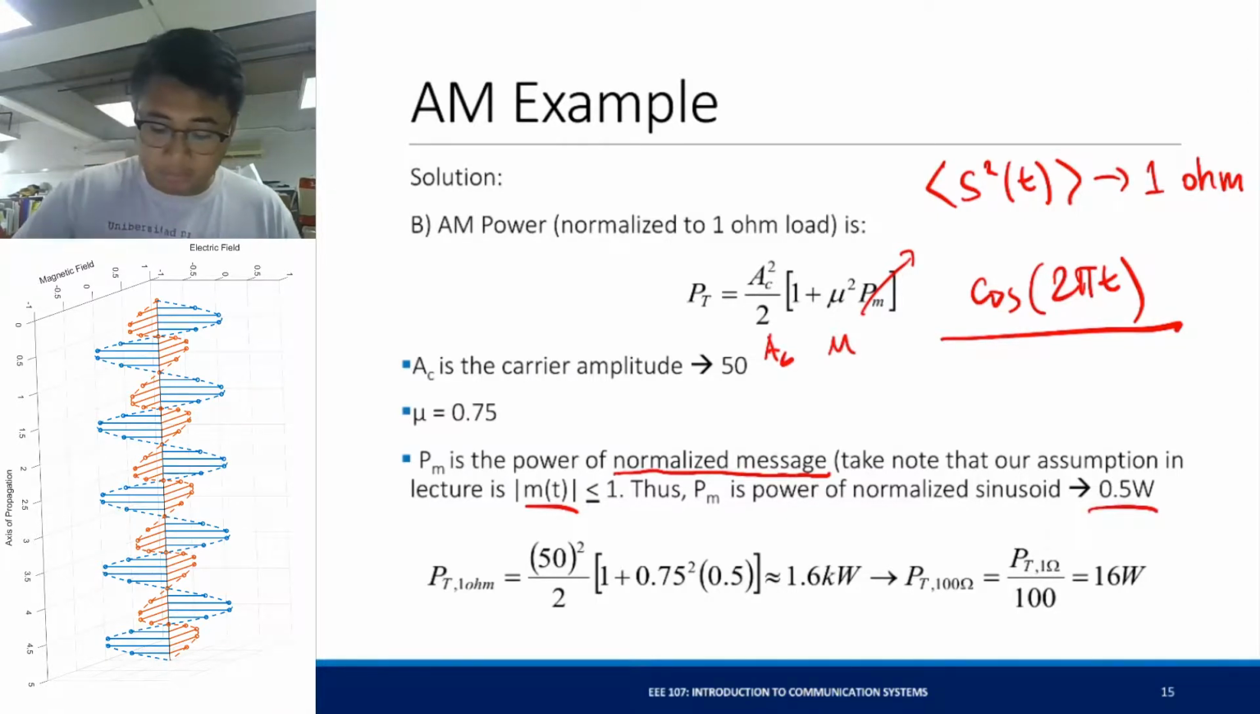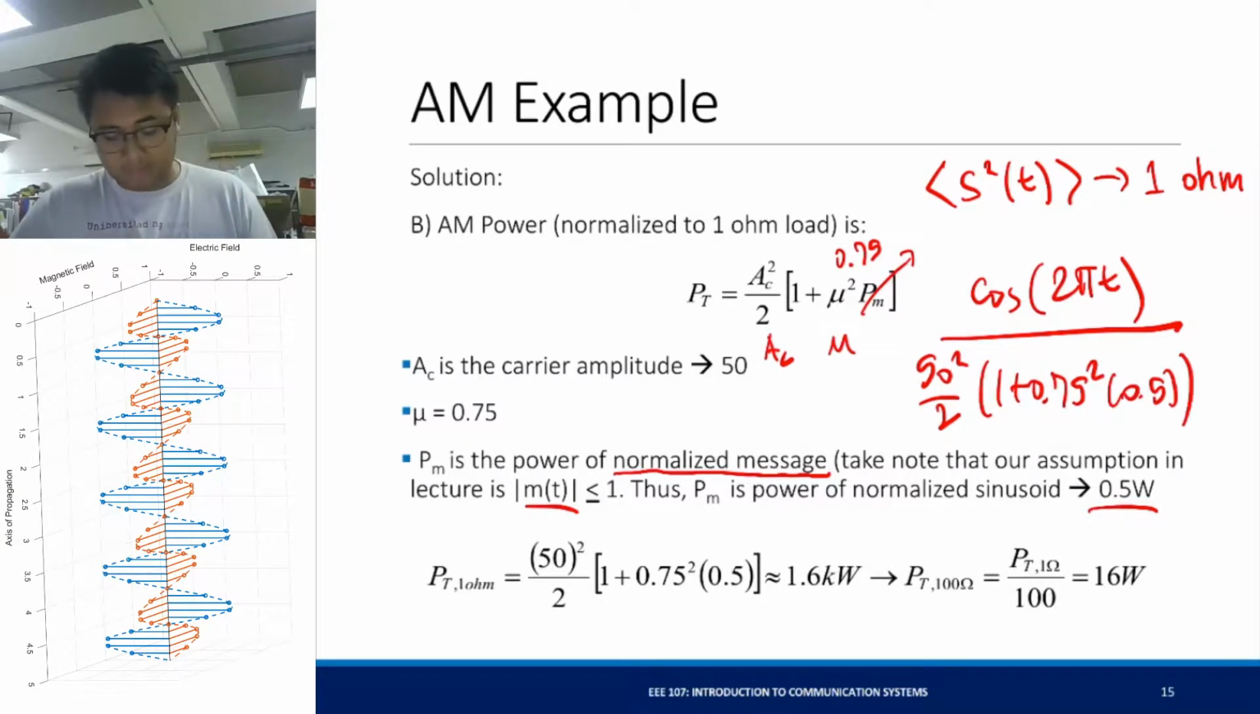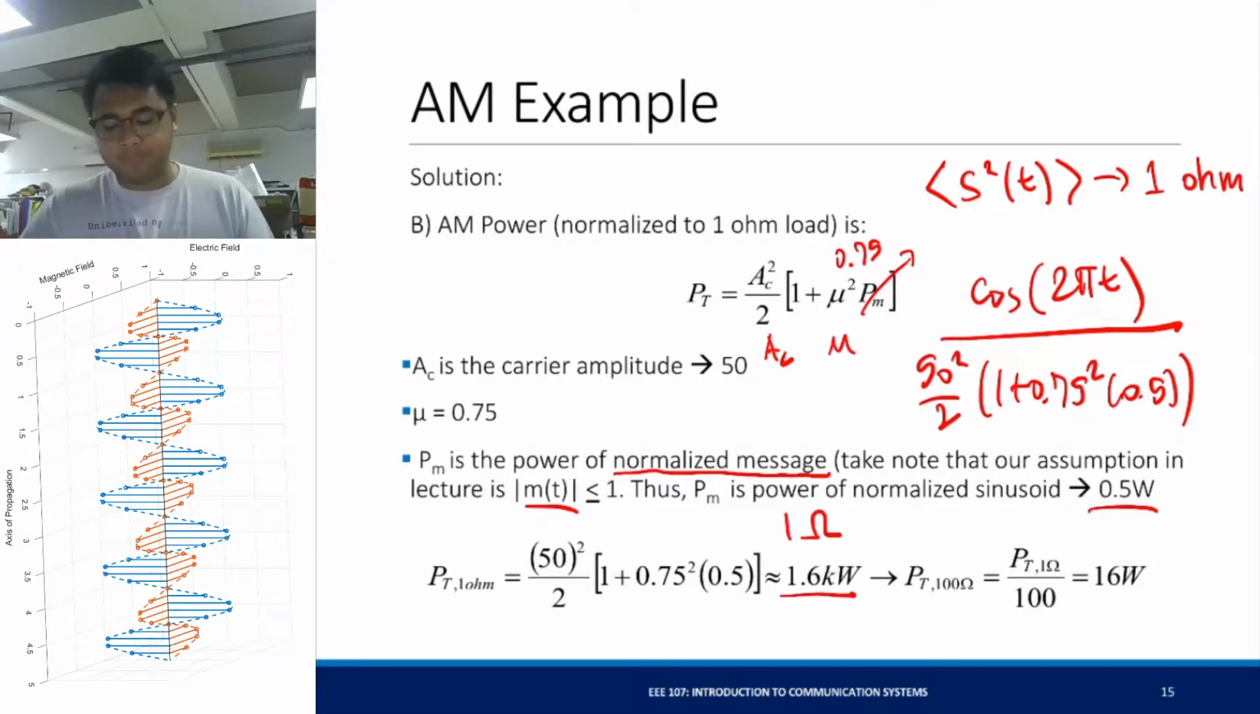And mu here is 0.75. So just plug that in. That's 50 squared over 2 times 1 plus 0.75 squared times 0.5. Okay? And that is equal to 1.6 kilowatts when normalized to 1 ohm. Okay? If we want to use 100 ohms as a reference, then we have to divide this power by 100 ohms, and the power of your signal, if you feed it into a 100 ohm load, is equal to 16 watts. And that's the answer.